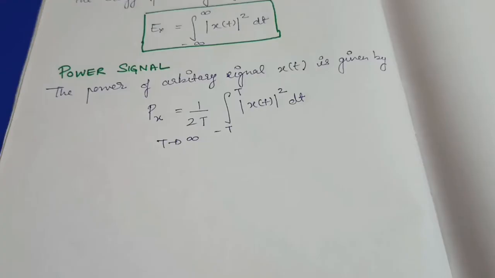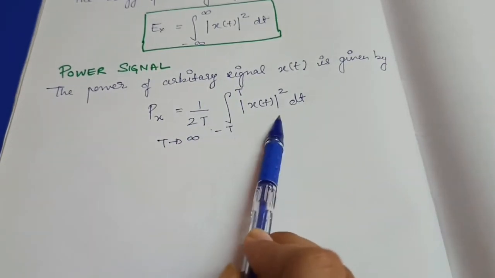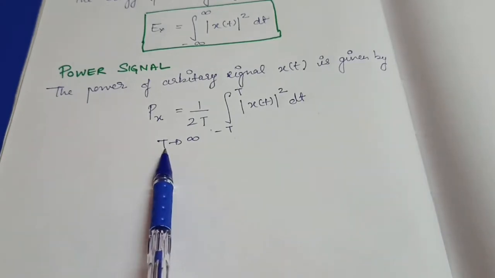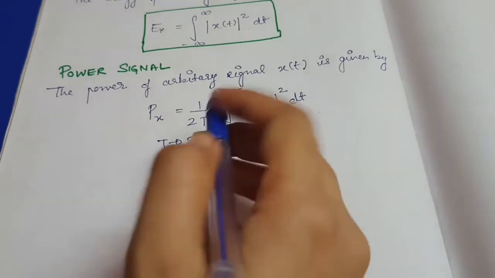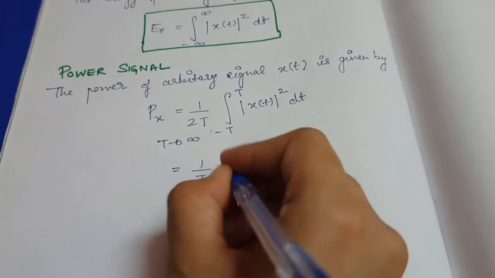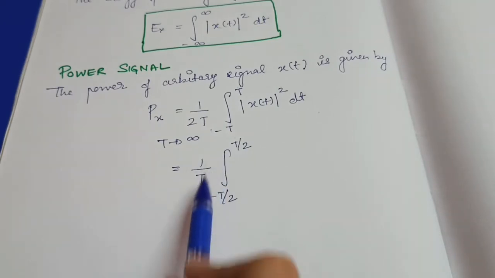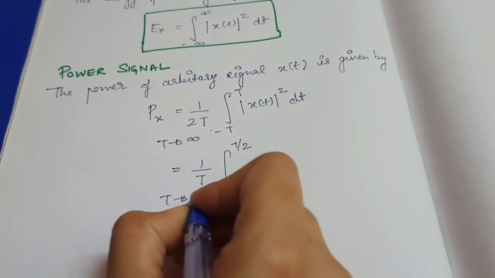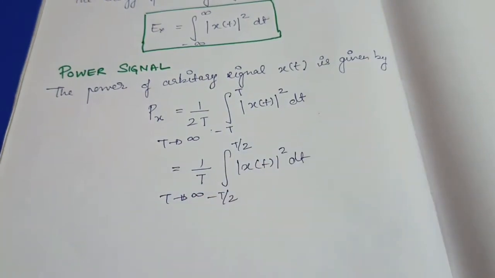Now let's discuss the power signal. The power of the arbitrary signal x(t) is given by 1 by 2T integration from minus T to T of the square of x(t) dt, and here this T tends to infinity always, right? We can also define power by taking 1 upon T integration from minus T by 2 to plus T by 2, by changing the limits, and T approaches infinity, of x(t) whole square dt. So this is also the way to define power.